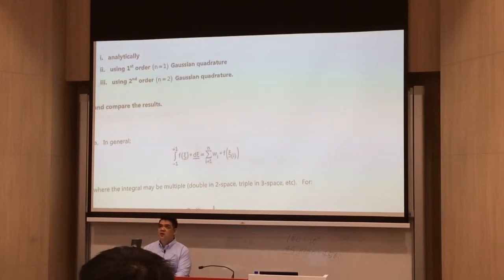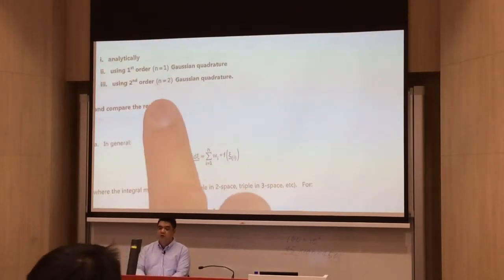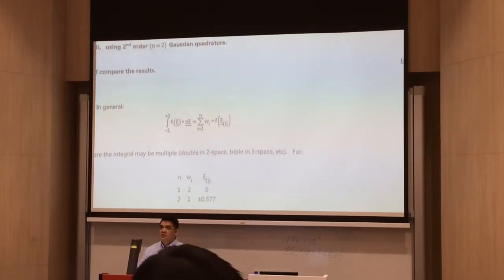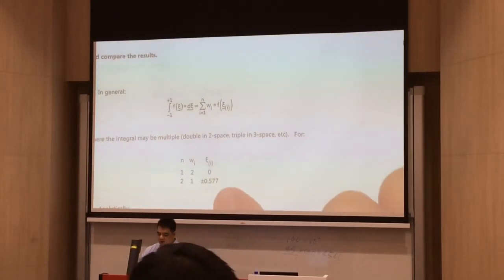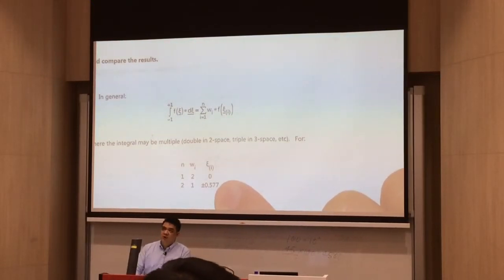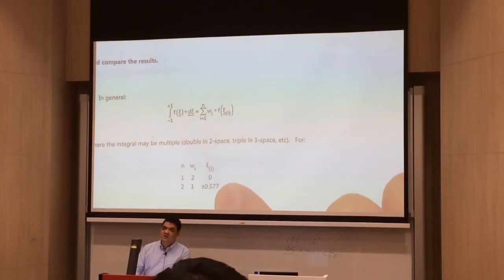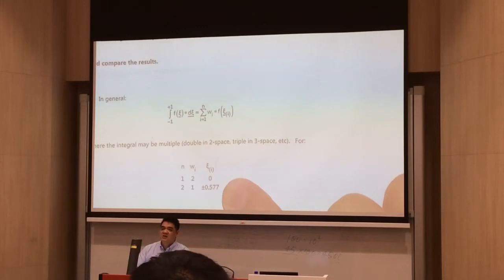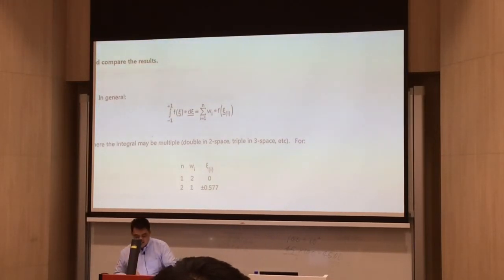So the question is, what if we want to use n equal to 2? Your C1 is negative 0.577 first, and then your C2 will be positive 0.577. So what's going to happen?